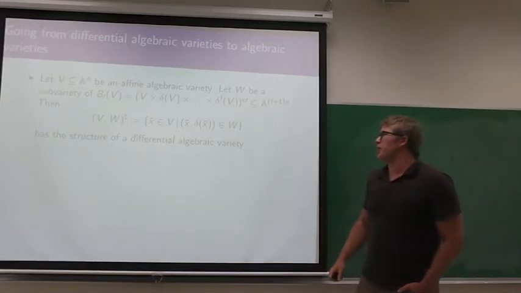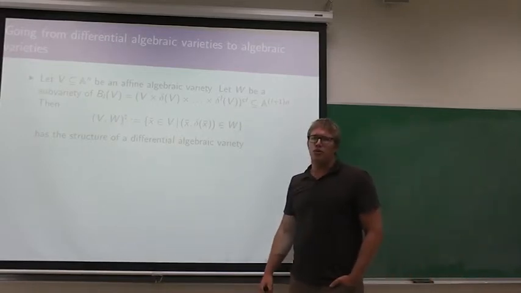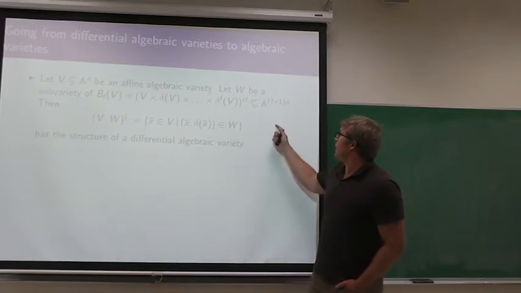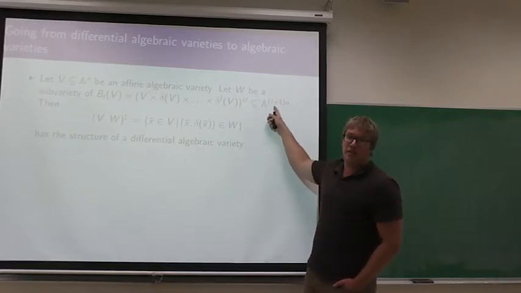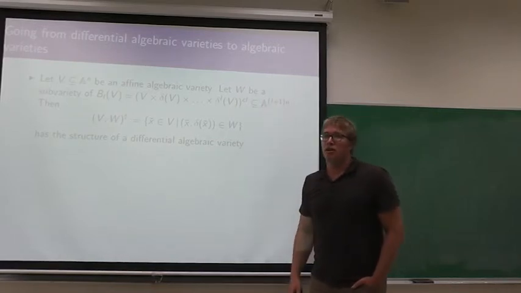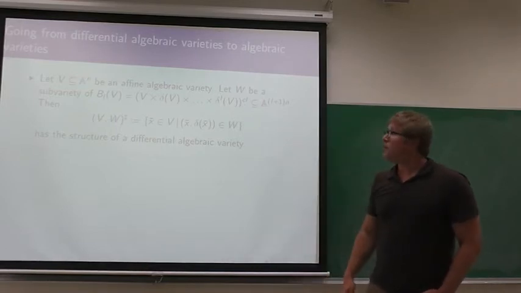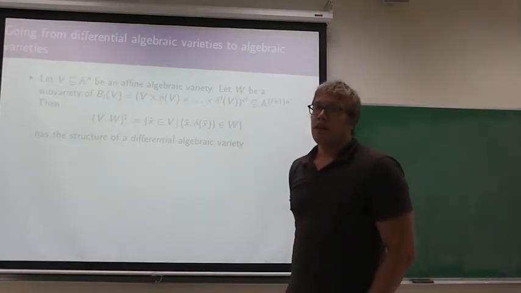Well, it's just an algebraic variety, but in terms of where W lives, it will live in some higher affine space. It will live in this affine space here. How do you define delta V?